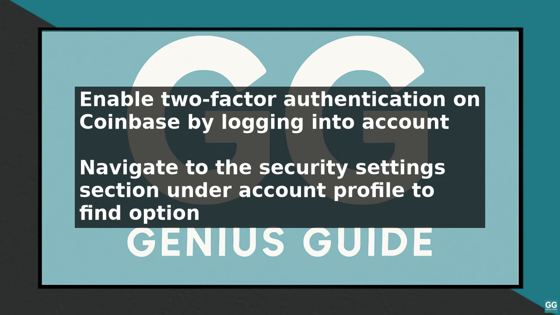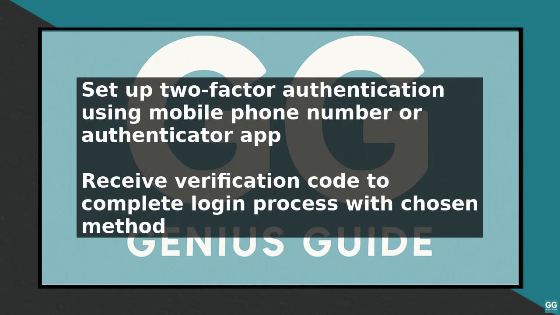If you choose to use an authenticator app, such as Google Authenticator or Authy, you will need to download and install the app on your phone. Open the app and scan the QR code provided by Coinbase or enter the secret key manually. The app will generate a verification code that changes every few seconds. Enter this code to complete the login process.